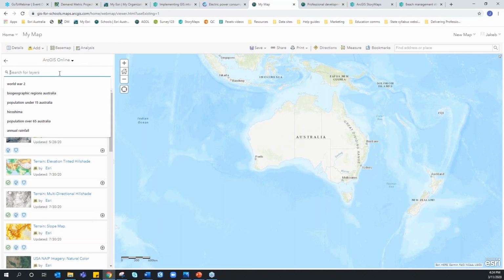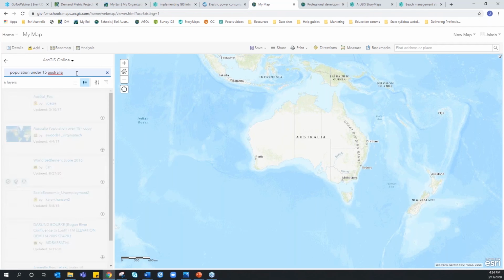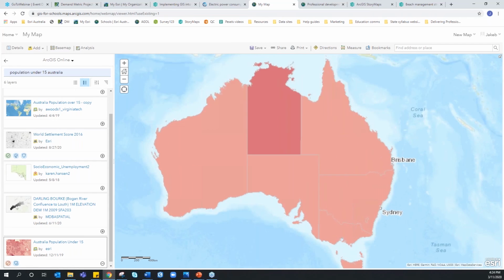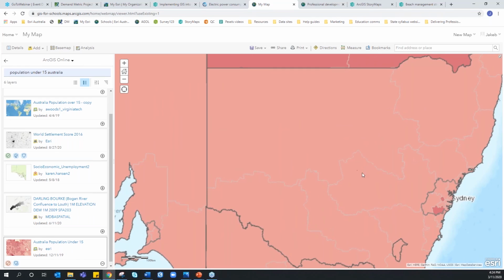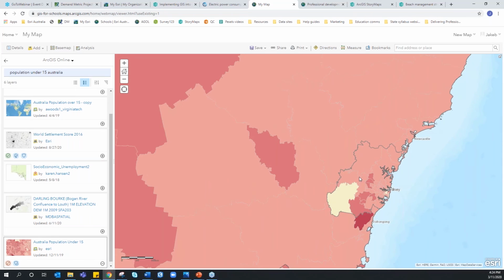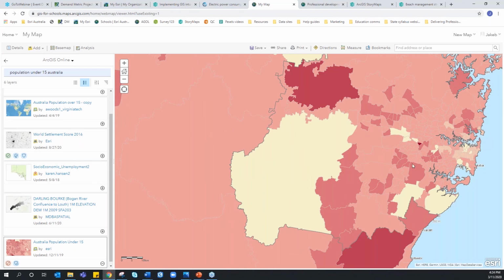And then you can see some of the stuff I've already looked for. But here's that one that we were talking about, population under 15 Australia. Let's give it a search. I like this one because it's by Esri, so I also know it's reliable data. It shows at a state level. That's not too informative at the moment, but the great thing about this data is that as I scroll in, it changes from state levels to statistical areas, and the closer I go in, the more specific that data comes, as you can see. So really insightful.